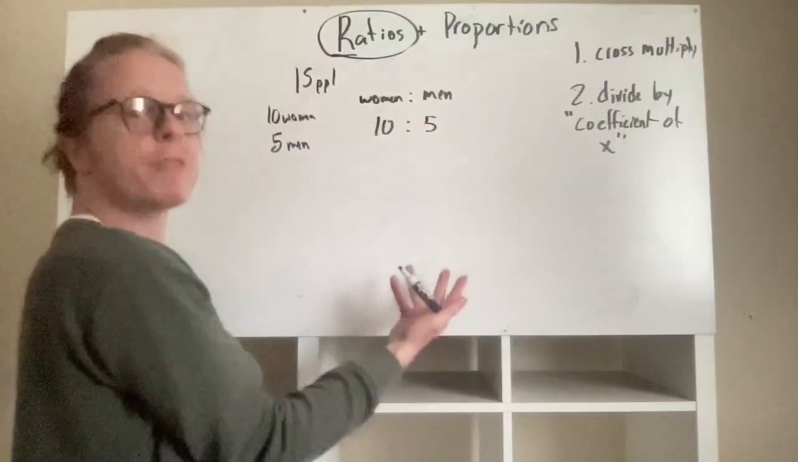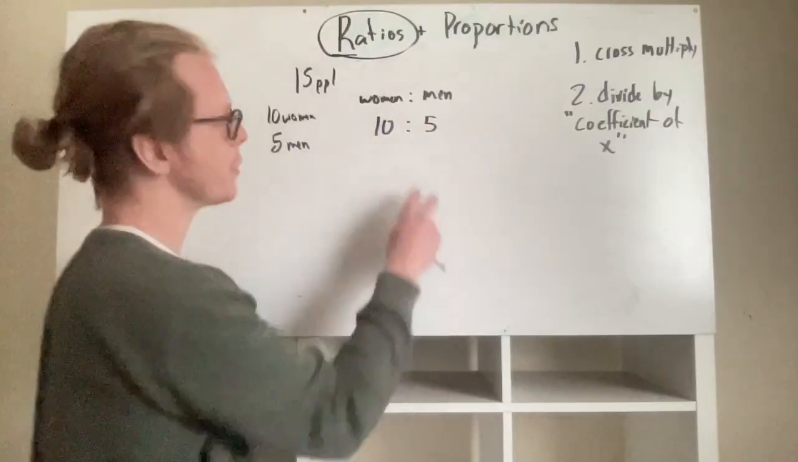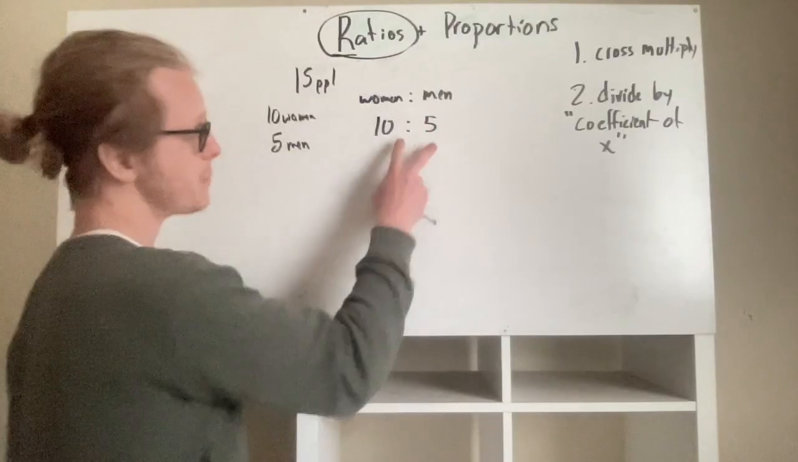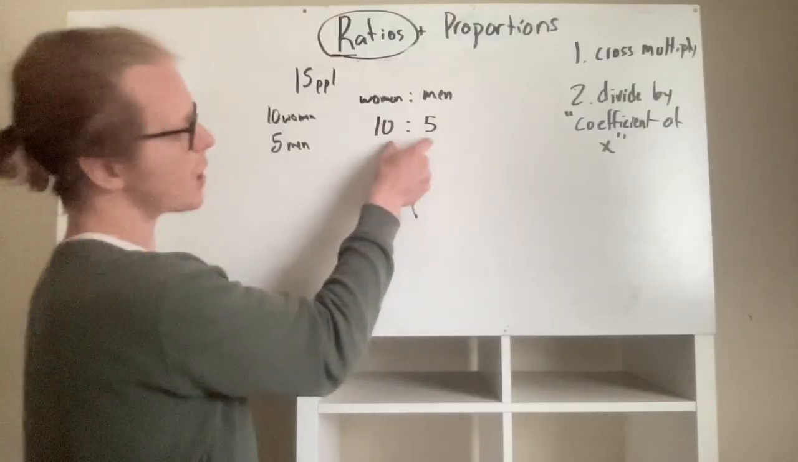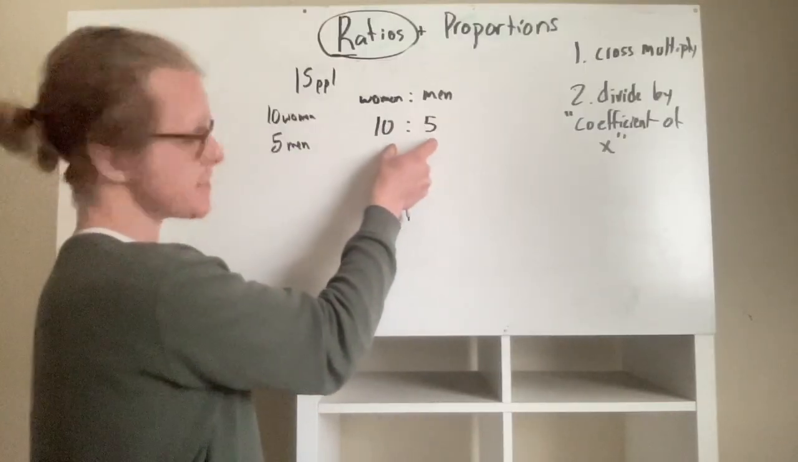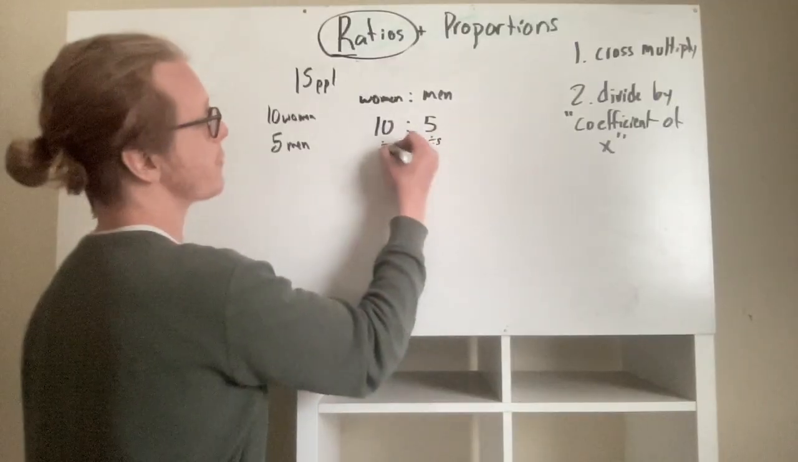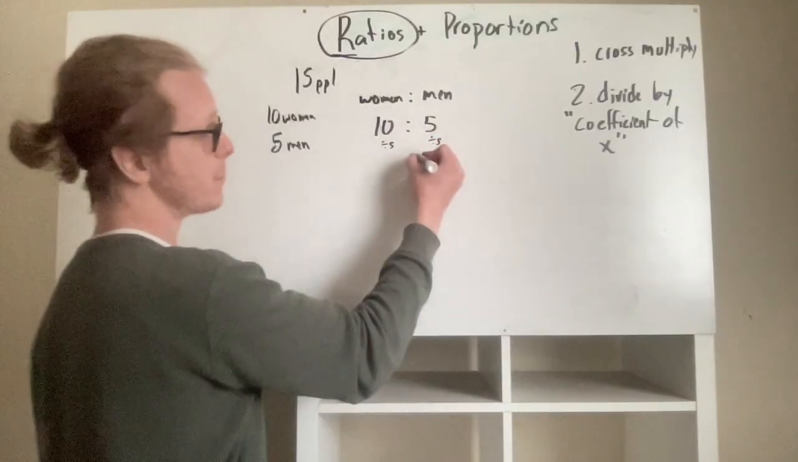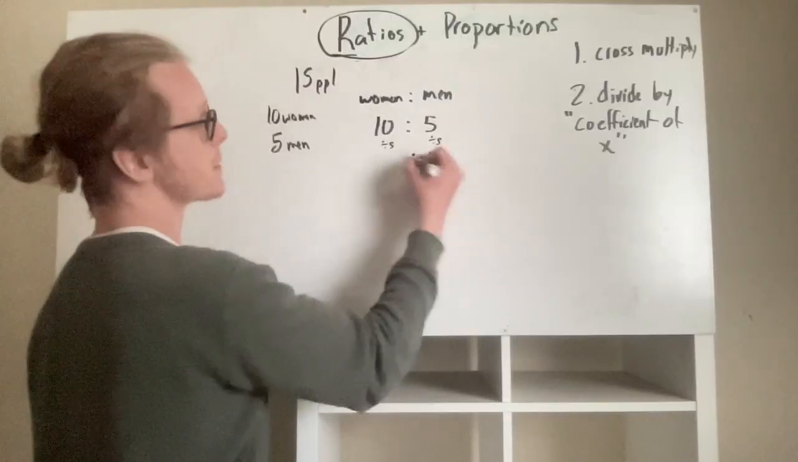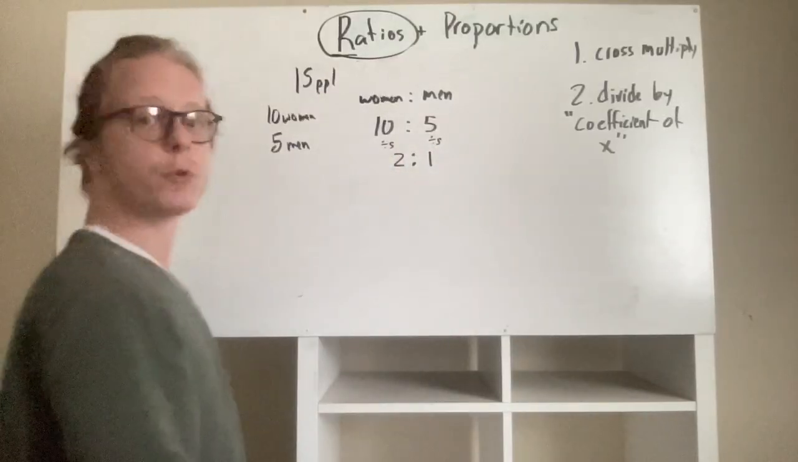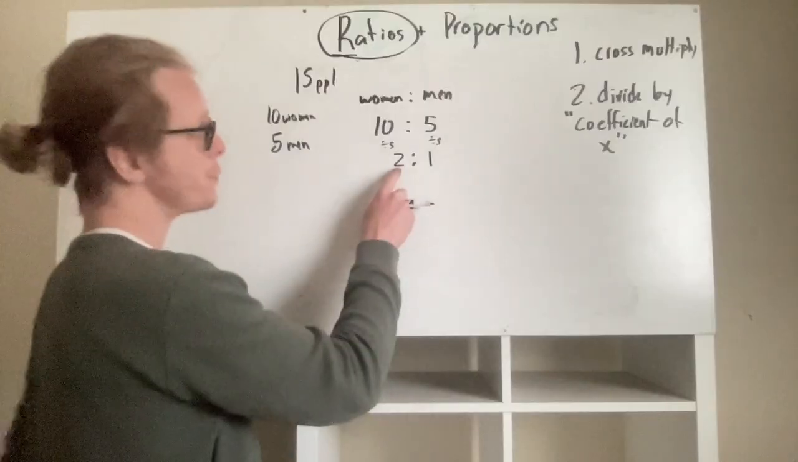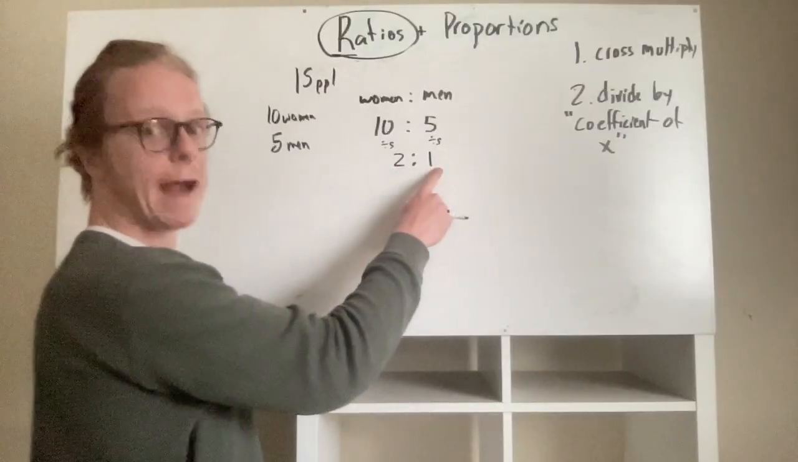But we always want to simplify our ratios down, right? Just like we can simplify fractions, we simplify ratios. Is there a common factor here? Yes, these are both 5 times tables. So this comes down to a ratio of 2 to 1, right? There are 2 women for every 1 man in that room.